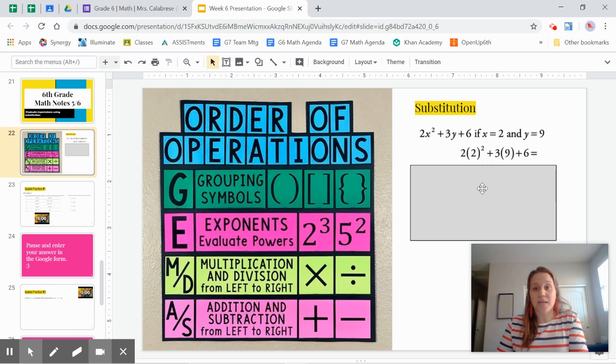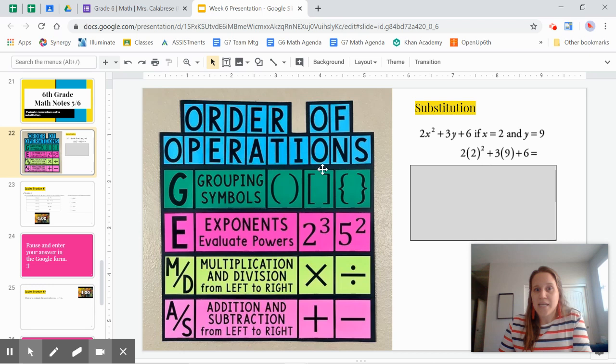I point this out because it's important now, once we've substituted, to think about the order of operations. The substitution part, I would just look out. The common mistake here is to swap the x and the y values. So if you accidentally put 9 for x and 2 for y, that's swapping them, so just look out for that.